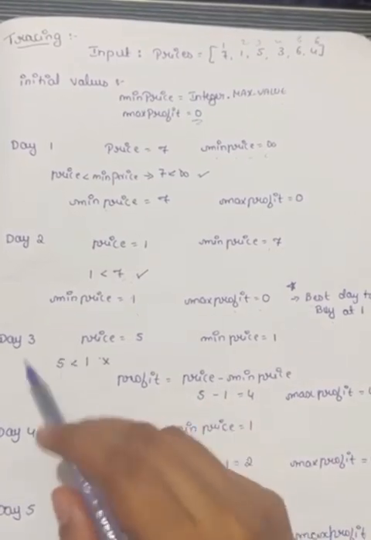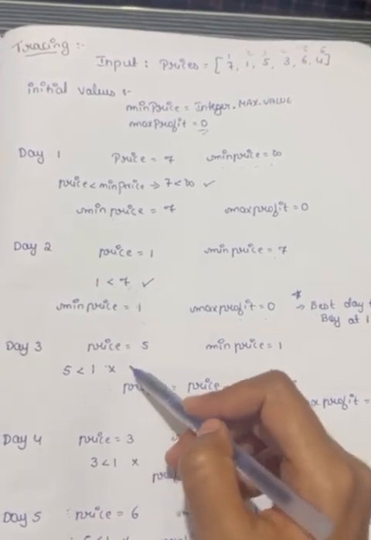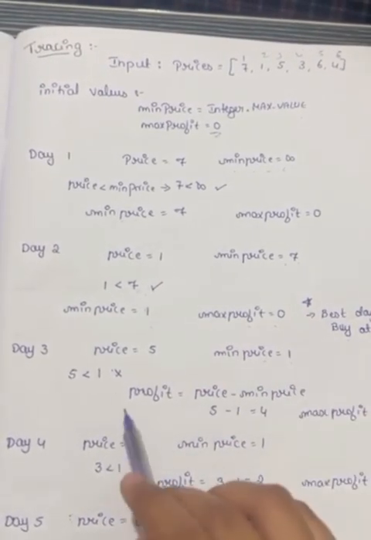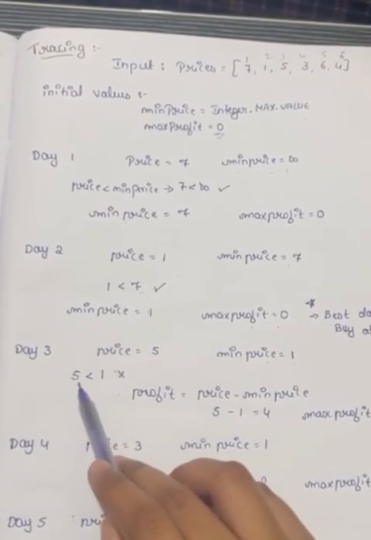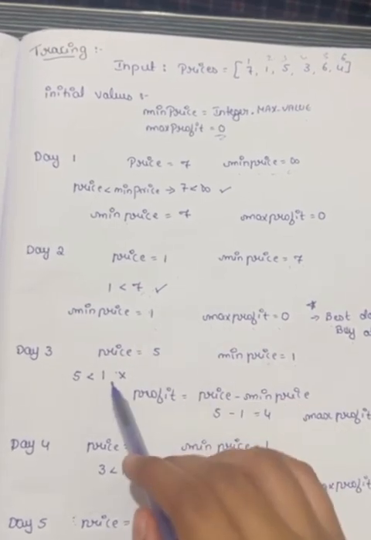Then I'll be moving on to day 3. My day 3 price is 5. Then my min price is 1. So I'll be checking the condition. 5 is less than 1? If 5 is less than 1, no, this condition fails.